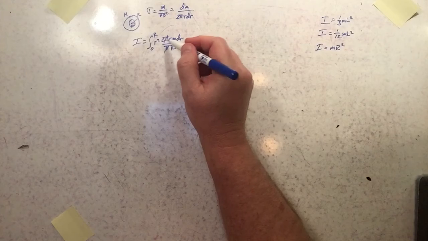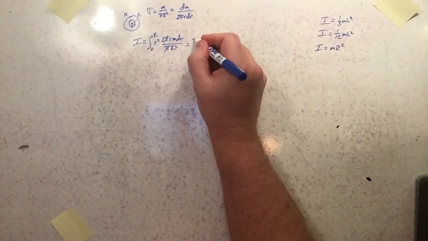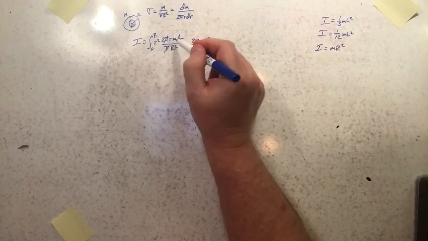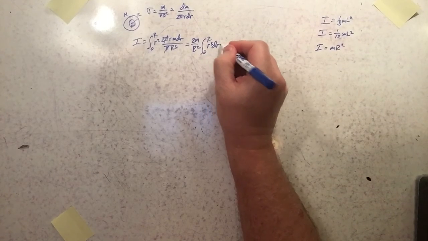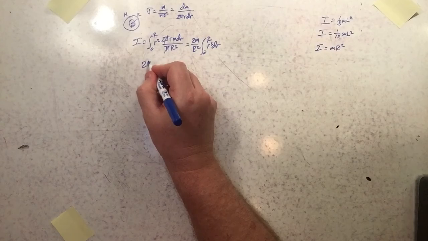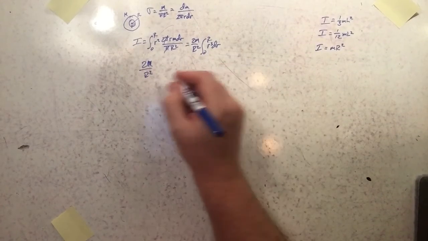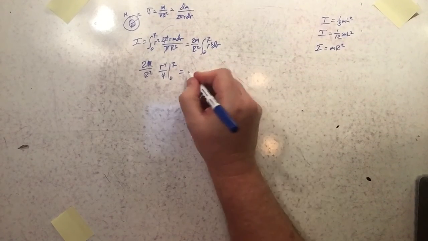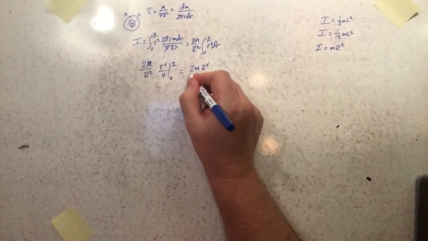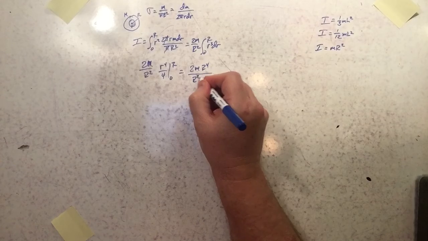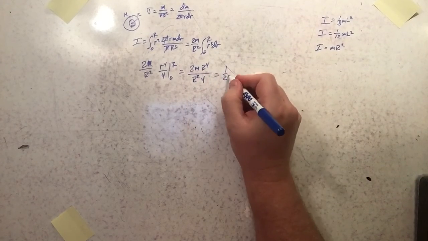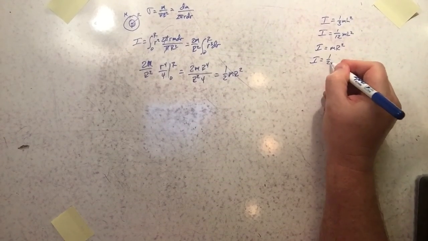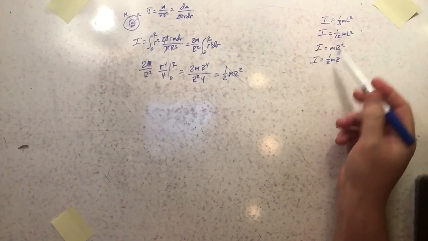So this is going to be 2m over big R squared, integral from 0 to R, and then the stuff left inside is r cubed dr. And that's going to be 2m over R squared, r to the 4th over 4, evaluated between 0 and R. So that's going to make 2m R to the 4th over R squared times 4, or 1/2 m R squared. And that's the moment of inertia for a solid disk. 1/2 m R squared.